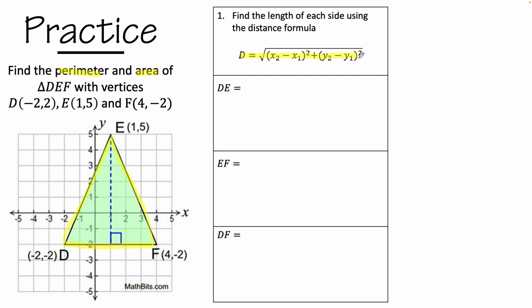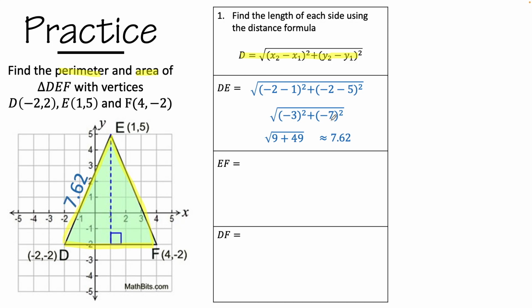Remember that? So DE, find the distance using that. We've got the x2 minus x1 squared plus -2 minus 5 squared. So we'll work on that. -2 minus 1 is -3. -2 minus 5 is -7. So we have the square root of 9 plus 49. So that equals about 7.62. So that was DE. We made 7.62.